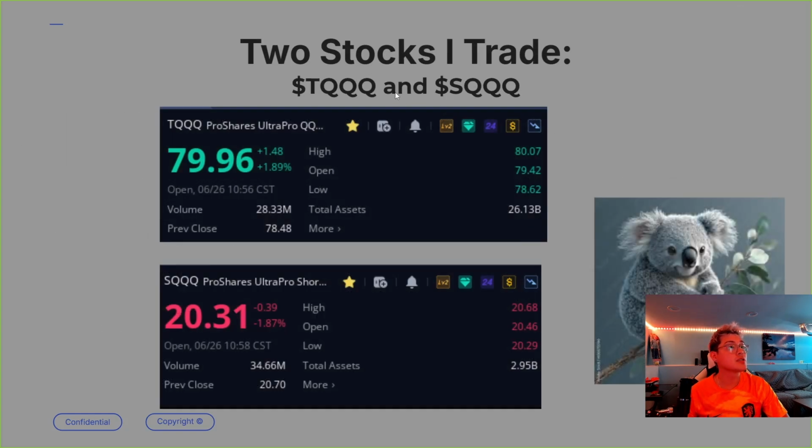All right, the two stocks I trade, TQQQ and SQQQ. So QQQ, it's from the NASDAQ, and then we've got ETFs, okay? This one's for when the market is bullish, when it's in a positive uptrend, you could definitely buy TQQQ. When the market is falling, you could buy SQQQ, okay?